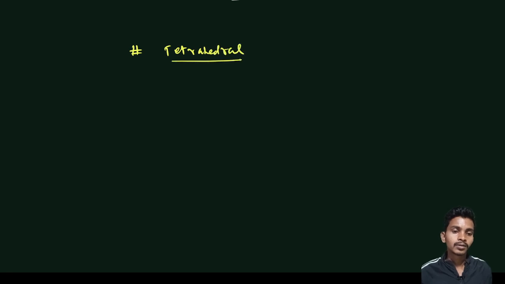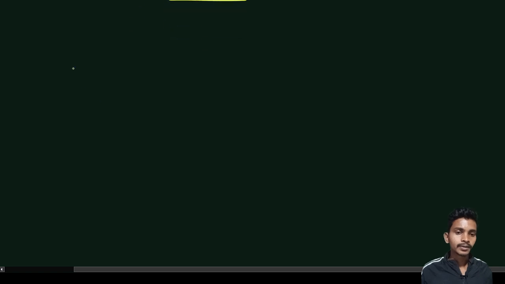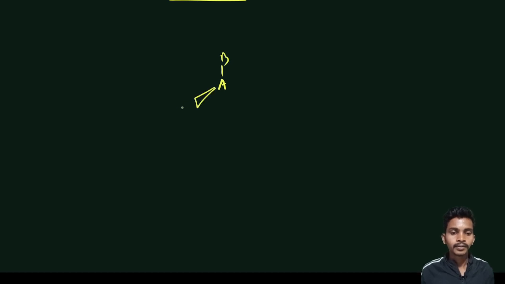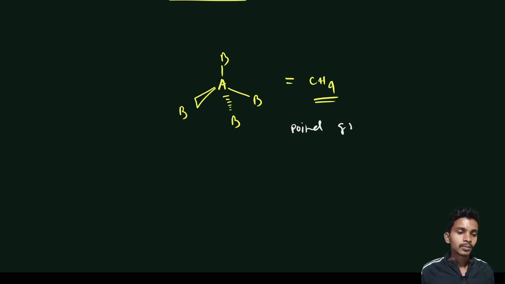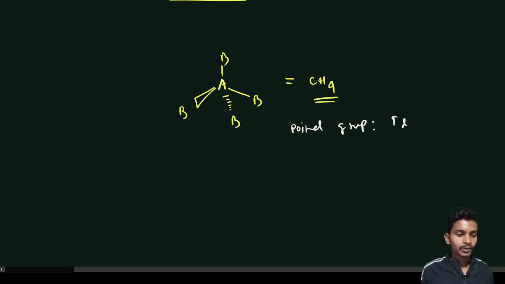Tetrahedral. So we know that tetrahedral means that groups A, let's say B, let's say this is also B, and this is B. These are CH4 type molecules. So here the point group is tetrahedral, that is, highly symmetric molecules.